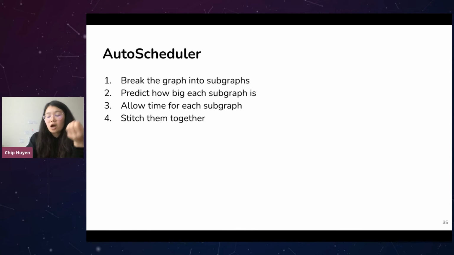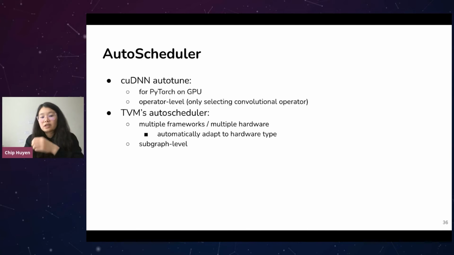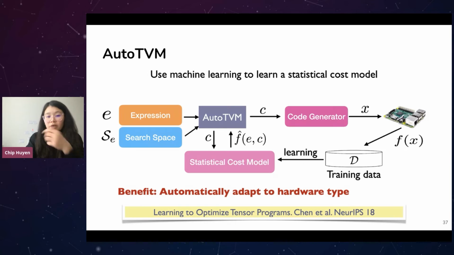Then you predict the optimal way to execute each subgraph, and then you can tie the subgraphs together to execute the entire graph end to end. You're probably familiar with what I'm saying here: the TVM auto scheduler, which is more general, and the cuDNN auto tune. If you haven't tried cuDNN auto tune for PyTorch, you should definitely do that.